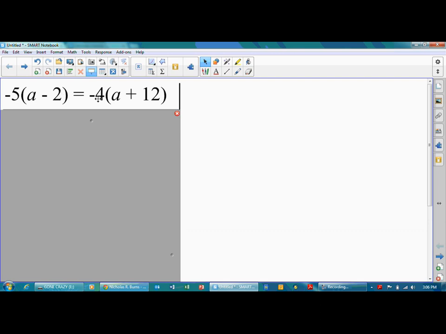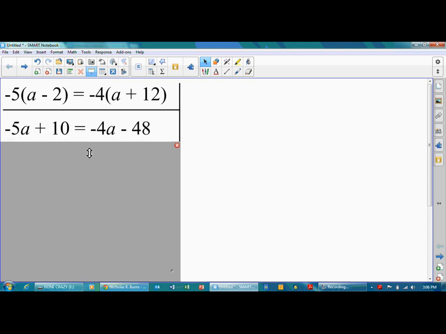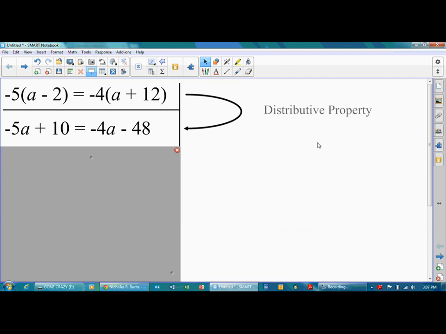So, if this is our problem, as usual, the first thing we do is the distributive property. In order to get from here to here, what we did was the distributive property. Now you'll be asked to justify. You'll have to say what you did to get to this line, and so you'll write distributive property.